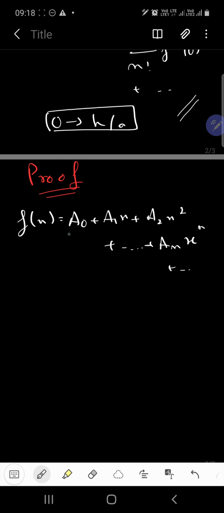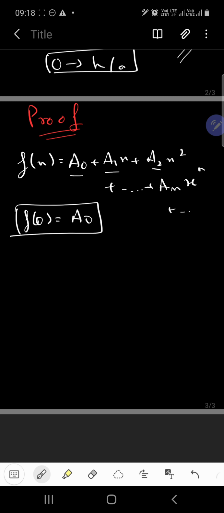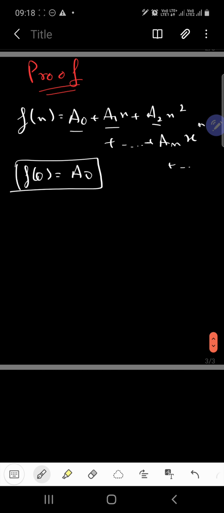These are the coefficients, right? Now what is the value of f(0) then? The value of f(0) is a0. Got it?